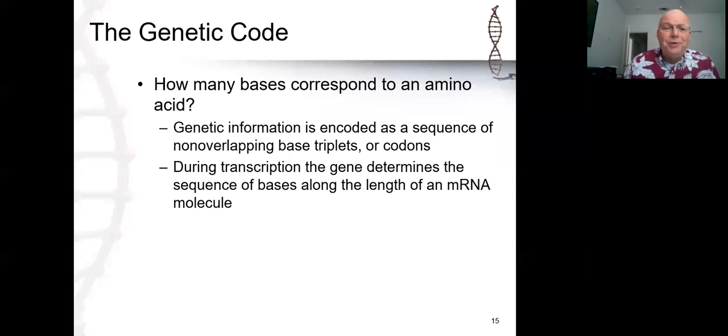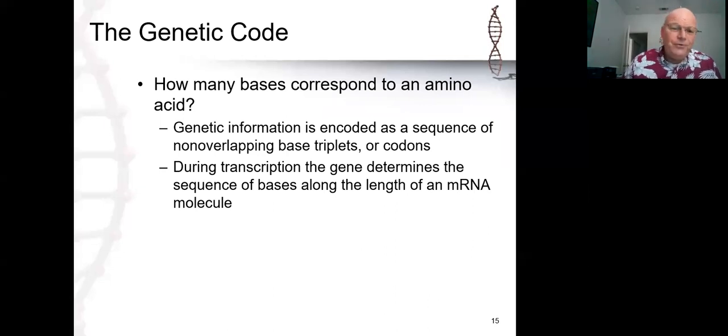And when that was recognized, which was very, very quickly, the effort then became trying to figure out if, number one, all the 64 combinations were used, and number two, if they were, what did they all stand for? Now, some of the combinations were relatively easy to work out. And in fact, the very first one to be worked out was UUU, which happens to be a codon for the amino acid phenylalanine.